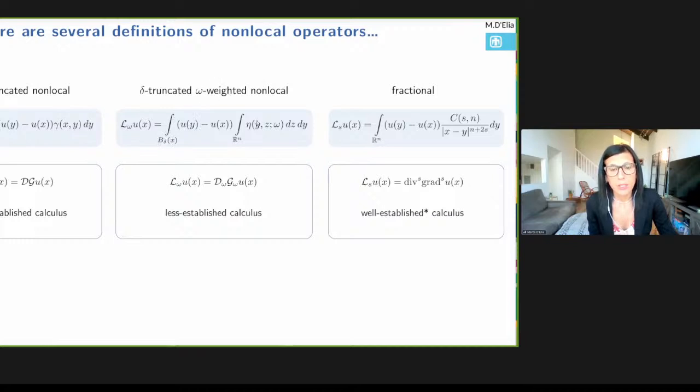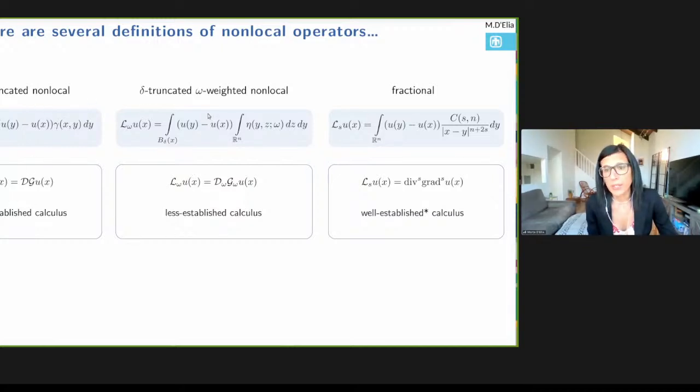And in this case, the kernels themselves take the form of an integral. Also in this case, the resulting Laplacian, non-local Laplacian operator, can be seen as the composition of a non-local weighted divergence and non-local weighted gradient. However, the calculus for this type of operators is less established. There are some missing results. And the connections between the two are not entirely explored.